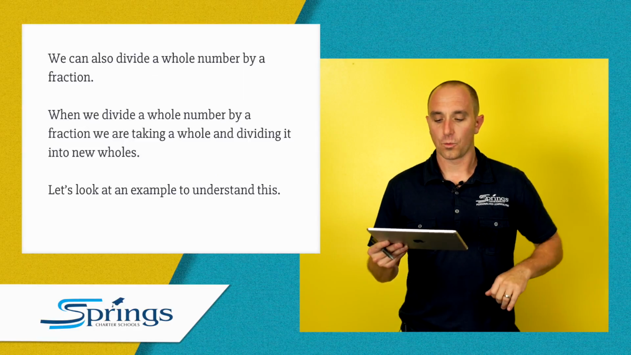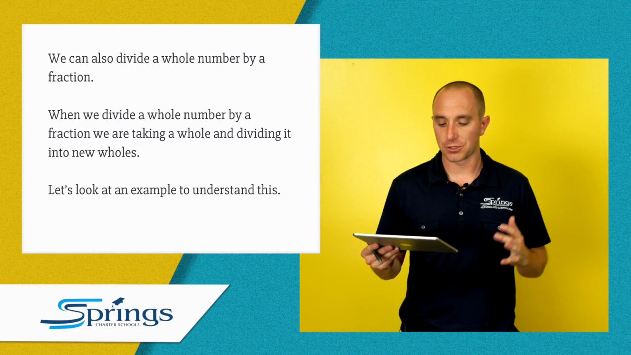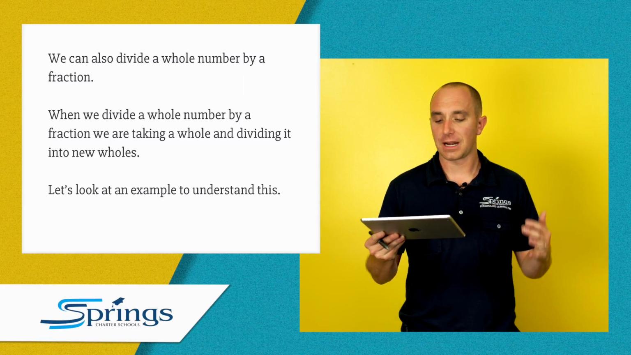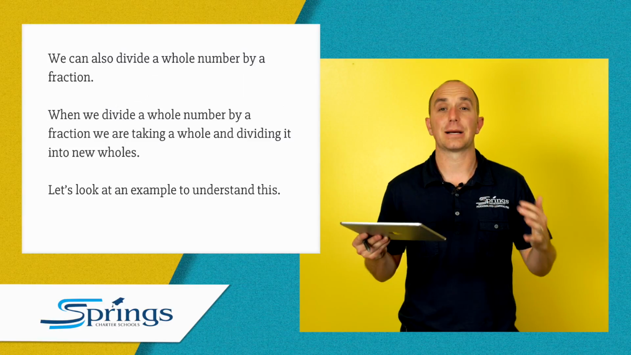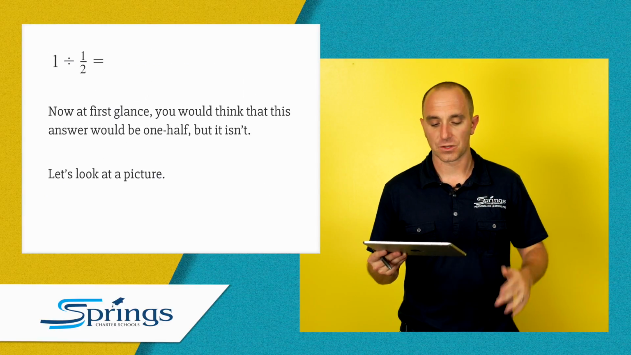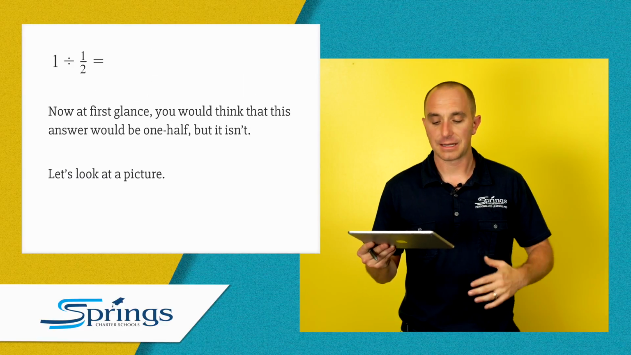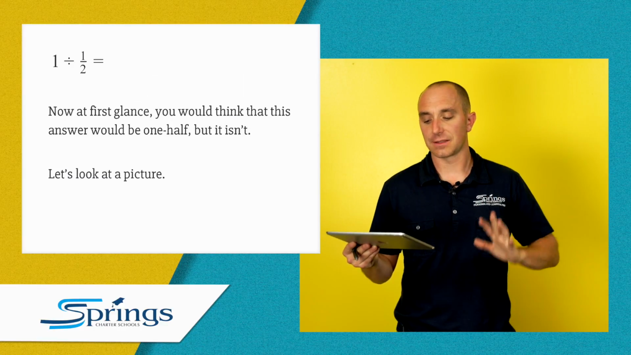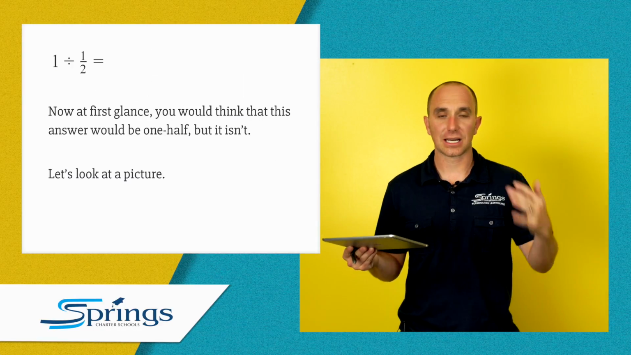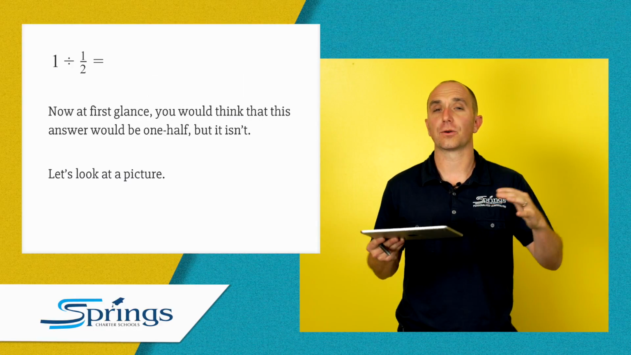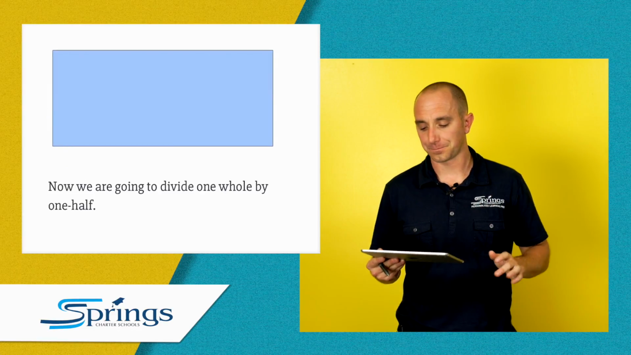Okay, we can also divide a whole number by a fraction. When we divide a whole number by a fraction, we're taking a whole and dividing it into new wholes. So let's look at an example of this so that we really understand it. So we have 1 divided by 1/2. Now at first glance, you're going to think that this answer would be 1/2. But it actually isn't. We get kind of tricked into that. So let's look at a picture and I'll really illustrate what I mean.